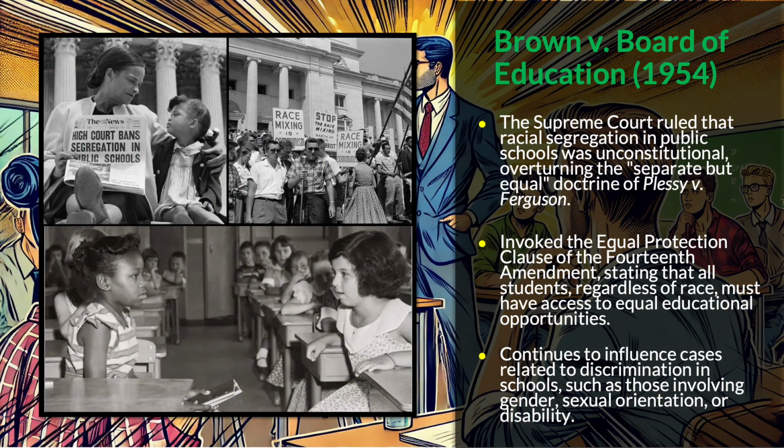The 14th Amendment's Equal Protection Clause prohibits schools from treating students differently based on characteristics such as race, gender, or background. One of the most influential applications of this principle was in the landmark case Brown v. Board of Education, 1954, which ended racial segregation in schools. This ruling was pivotal in ensuring that all students, regardless of race, have equal access to education. The legacy of this case continues to influence court rulings today, particularly in cases involving discrimination in schools.